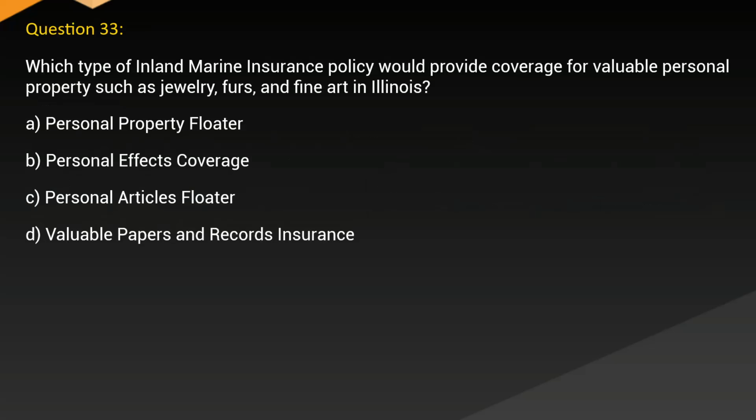Question 33. Which type of inland marine insurance policy would provide coverage for valuable personal property such as jewelry, furs, and fine art in Illinois? A. Personal property floater. B. Personal effects coverage. C. Personal articles floater. D. Valuable papers and records insurance.